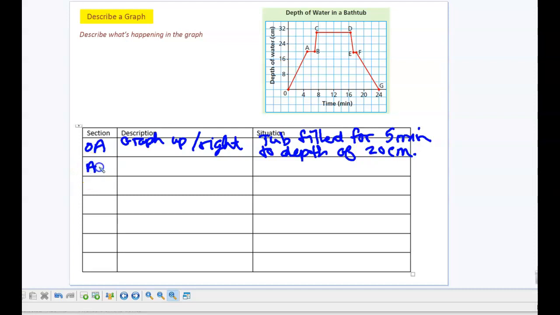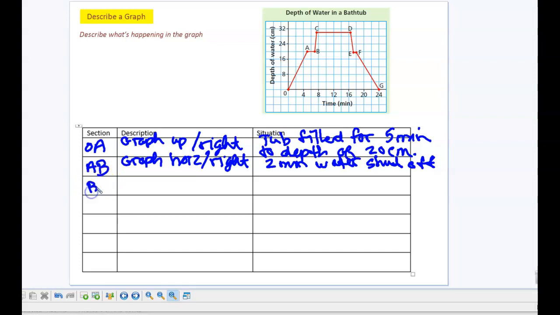Segment AB, the graph is horizontal and to the right. And so that looks like from time 5 to 7, so for 2 minutes, the water is shut off and no one's in the tub.